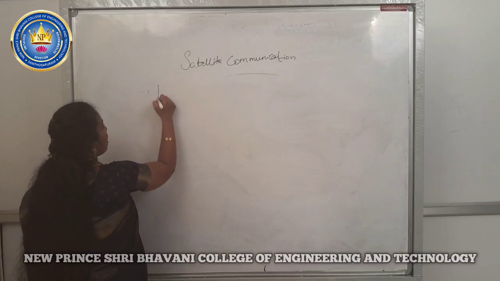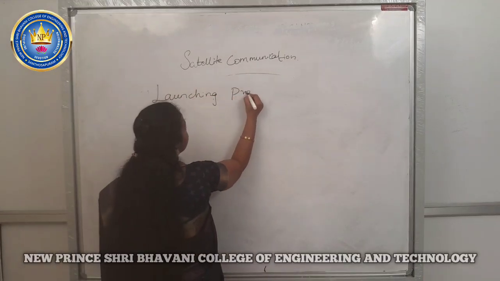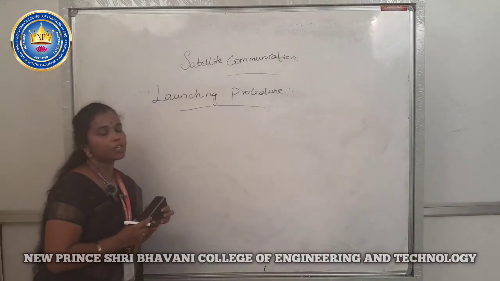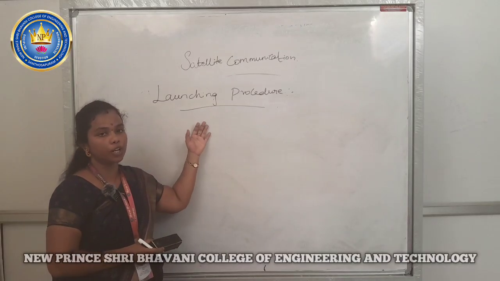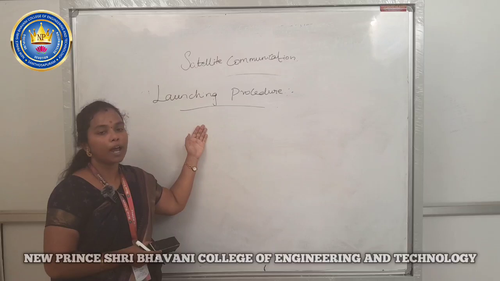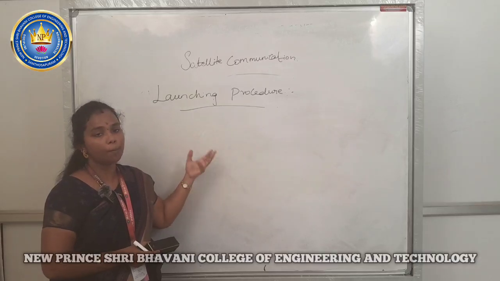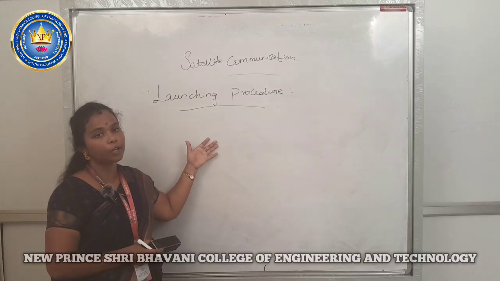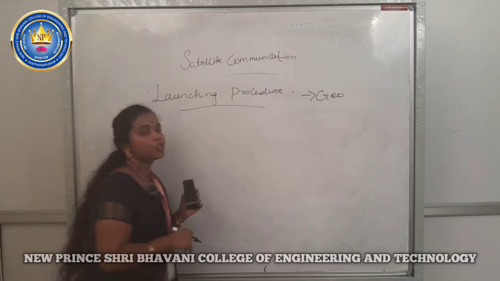launching procedure. How the satellite launching should happen. First, we have to transfer the satellite from the earth station to the geostationary earth orbit. The geostationary earth orbit requires thrust, so we have to send the jet also. In that jet we have the important mass and thrust facilities, and all are loaded in that jet, and we have to send the satellite to the geostationary earth condition. We have to place it in the geostationary earth orbit.